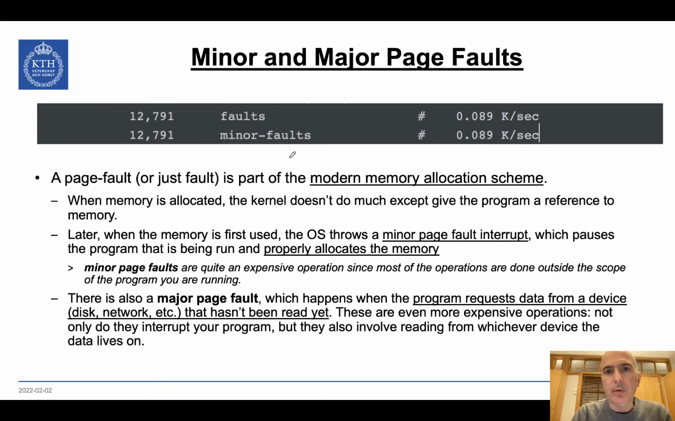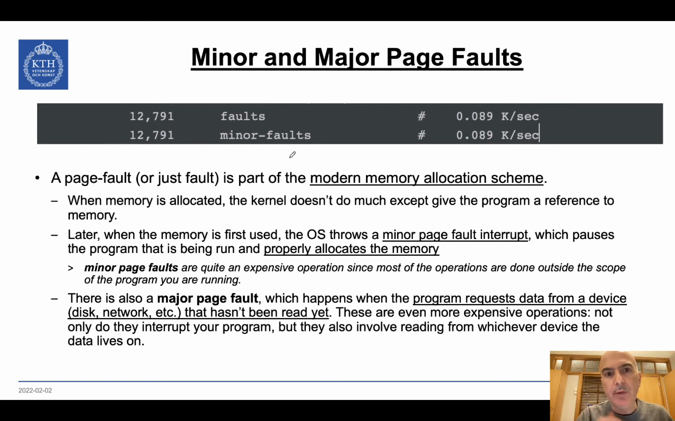Another important factor to always monitor when running our code is the number of page faults. A page fault, or you might also hear just fault, is actually a part of the modern memory allocation scheme. In fact, when memory is allocated, the kernel doesn't do much except give the program a reference to the memory, so it returns right away. However, later on, when the memory is first used, the OS throws a minor page fault interrupt, which pauses the program being run and properly allocates the memory.